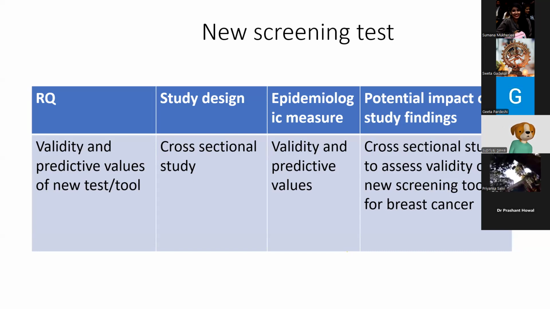So again, this would require a cross-sectional study wherein both the new test as well as the gold standard test is offered to the participants, and you then assess the validity and the predictive value of the test against the gold standard. An example of this kind of study would be a cross-sectional study to assess validity of a new screening tool for breast cancer. So these are, I thought, some of the common scenarios.